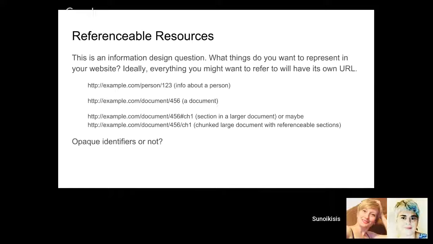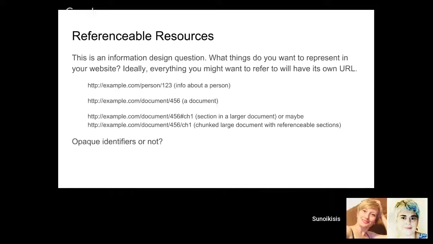Another question to think about is whether you should use opaque identifiers or not. And by opaque, I mean, does this ID have anything intrinsically to do with the thing that it's referring to, right? So if my example is person/123, that's not the person's name, obviously, or anything like that. I could use a person's name, but there might be problems with doing that.